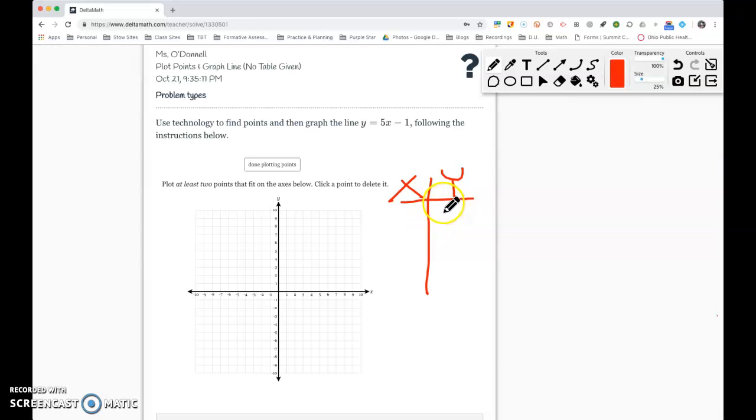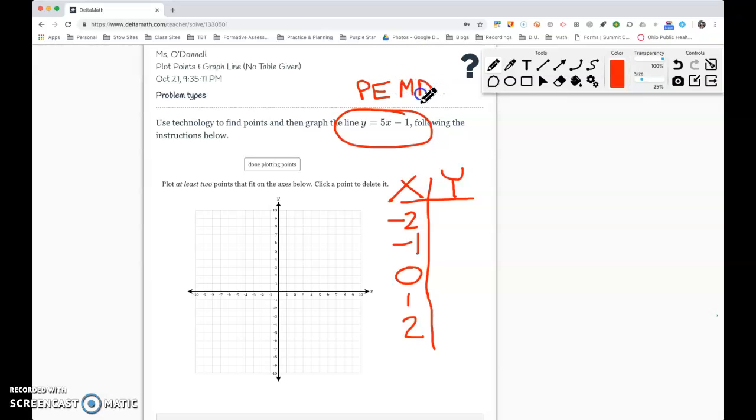Just like we talked about in class, whenever you're making an input-output table, you typically want to use some negative values in your inputs, 0, and some positive values. And then we're just going to take our equation and follow order of operations. Please excuse my dear Aunt Sally, or PEMDAS, where you do multiplication, division from left to right, and addition, subtraction from left to right.